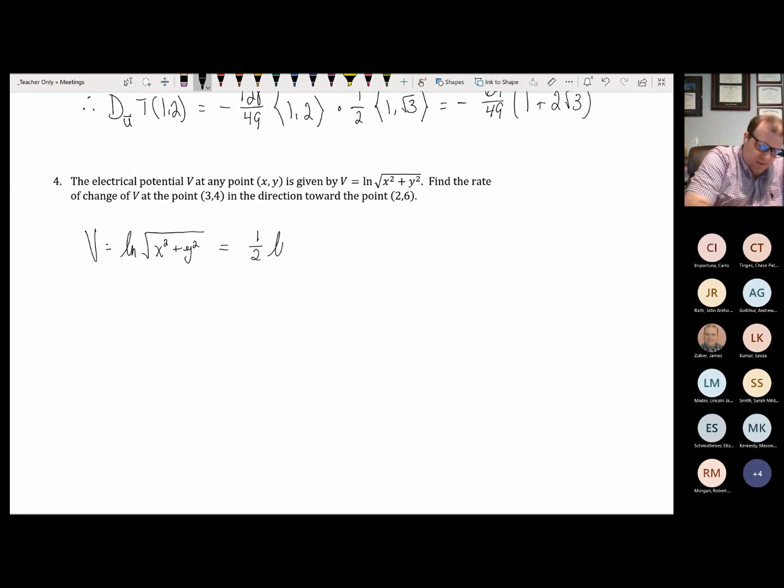I think this might be more beneficial to write it this way. All right, so remember laws of logarithms, right? So that's all that we're doing here. I think this is definitely beneficial for us.